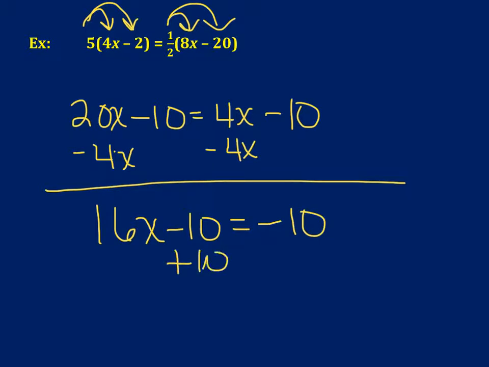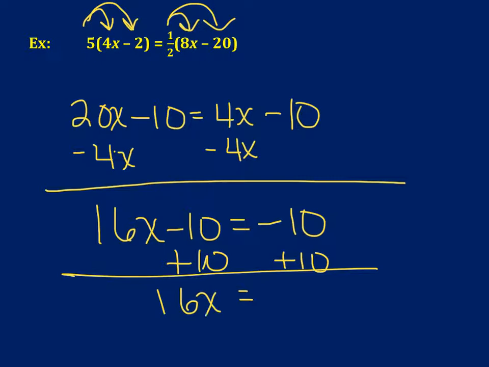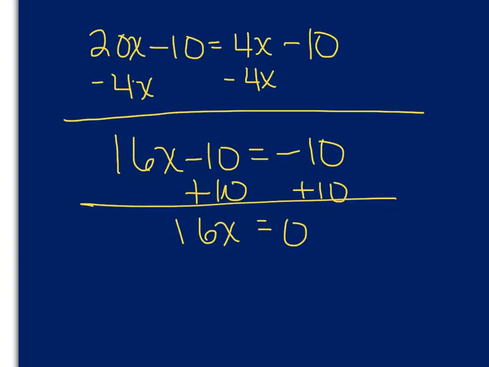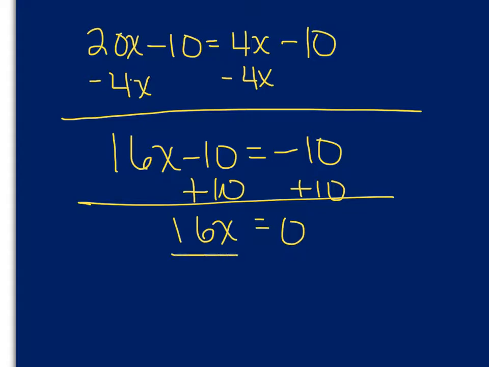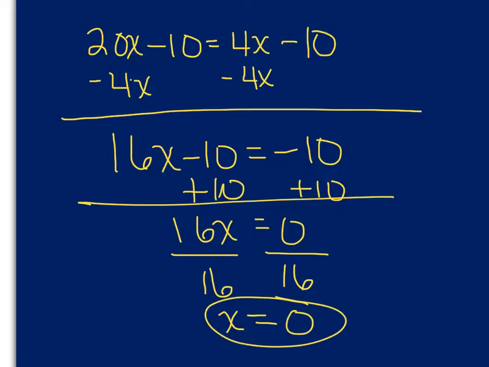I'm going to continue to isolate x by going in reverse PEMDAS. 16x equals negative 10 plus 10 is 0. I still have not yet successfully isolated x. It's still being bothered by 16, and it's multiplying, so I'm going to divide. X equals 0 divided by 16 is 0.